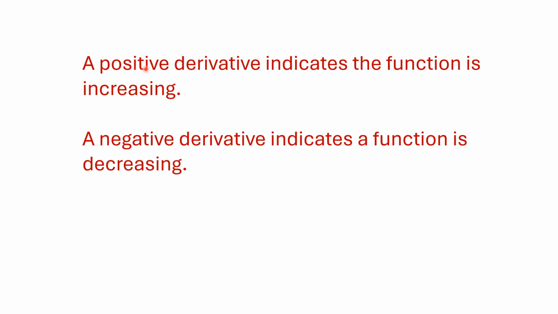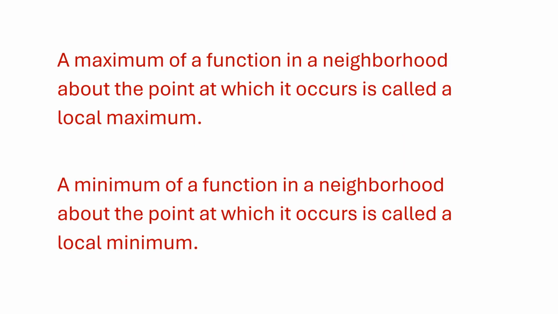A positive derivative indicates a function is increasing. A negative derivative indicates a function is decreasing. A maximum of a function in a neighborhood about the point at which it occurs is called a local maximum. A minimum of a function in a neighborhood about the point at which it occurs is called a local minimum.